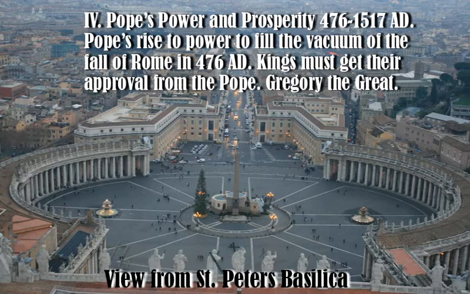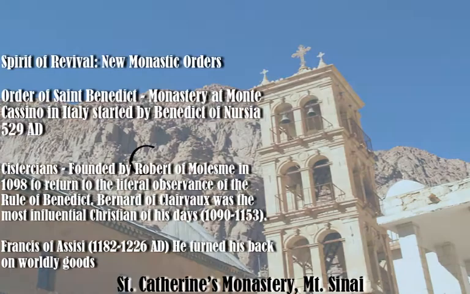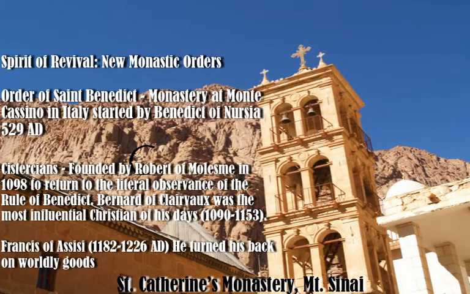The Pope's rise to power fills the vacuum of the fall of Rome in 476 AD. Kings must get their approval from the Pope. This begins with Pope Gregory the Great. Then there was a spirit of revival of new monastic orders. There was the Order of Saint Benedict, monastery at Monte Cassino in Italy, started by Benedict of Nursia in 529 AD.